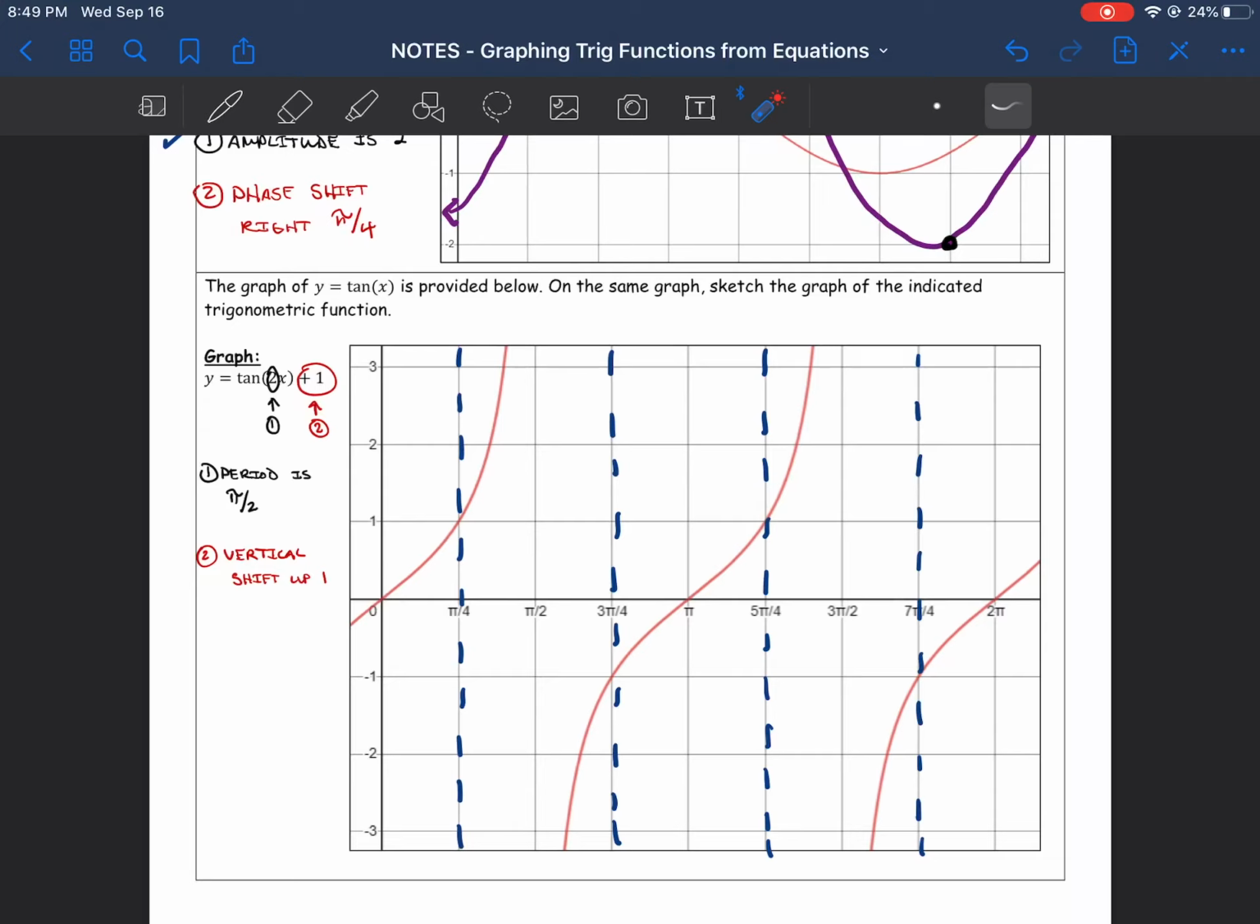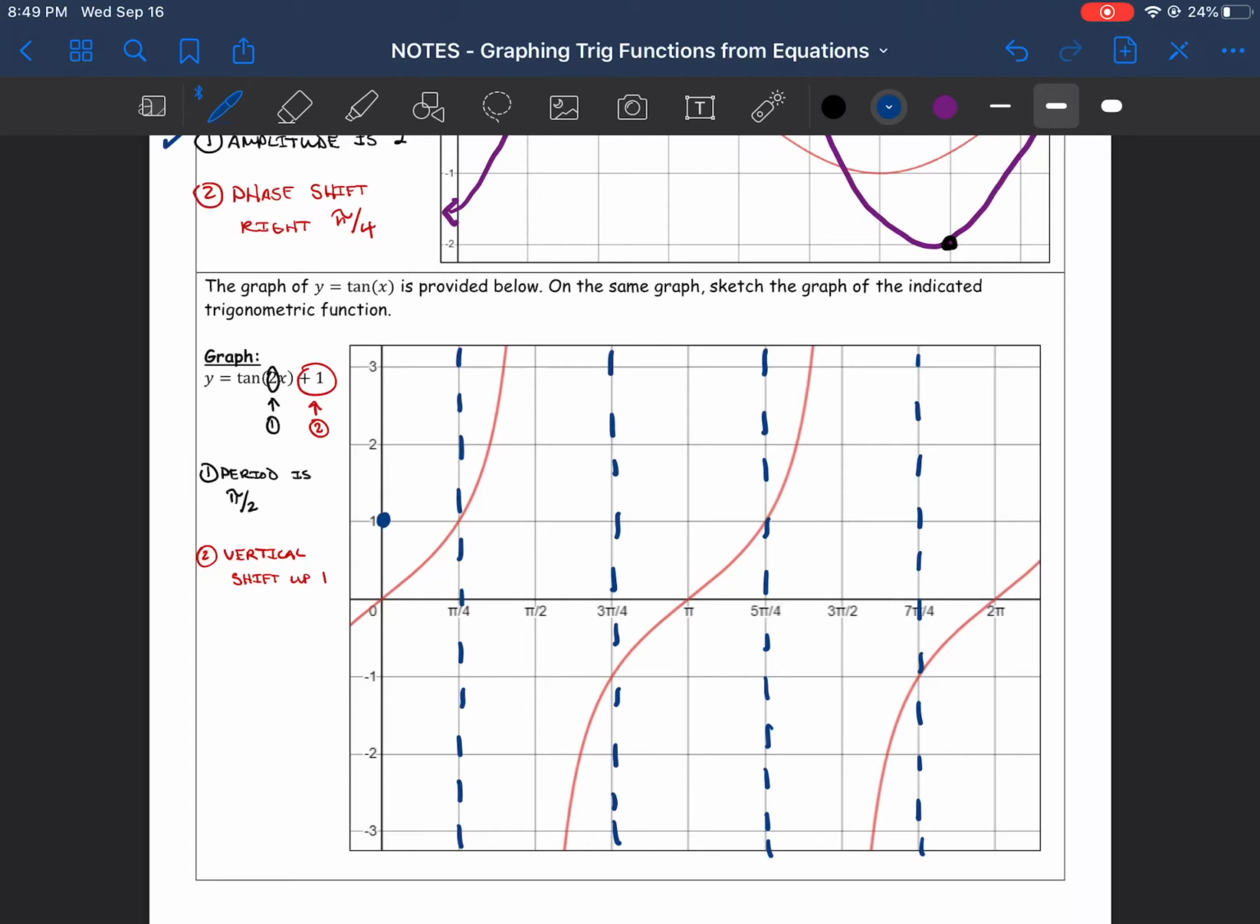Since we didn't have any horizontal or vertical shifts, no phase shift or vertical shift, we're still going to have a point at 0, 0, but also notice that our points are going to be shifted up 1 vertically. So we would go from having a point at 0, 0 to having a point at 0, 1. So let's go ahead and put a point there at 0, 1.